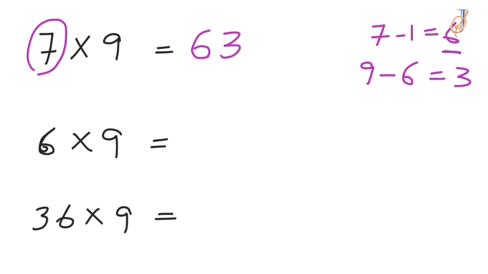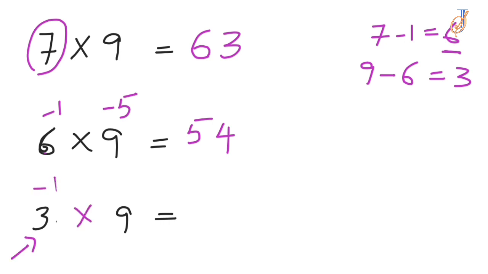Let's see one more. Here we have 6. You have to minus 1, so 6 minus 1 gives 5. Write 5 in your tens digit. Then take this 5 and subtract it from 9. You will get 4. So 6 times 9 gives 54. Let's do one more. If you have a single digit 3, you subtract 1, which gives 2. Now subtract this 2 from 9, and you will get 7. Like that, if you have a single digit, you do it like that.